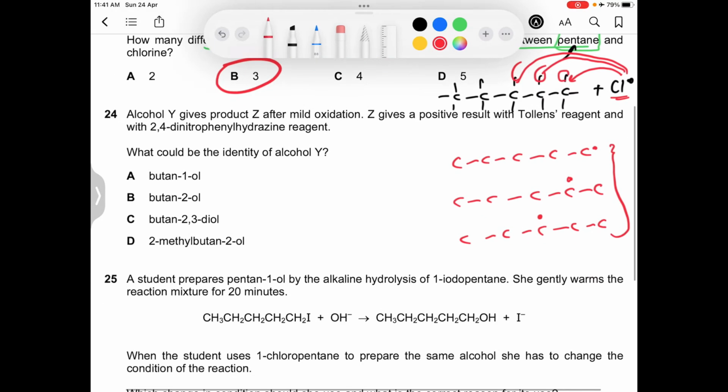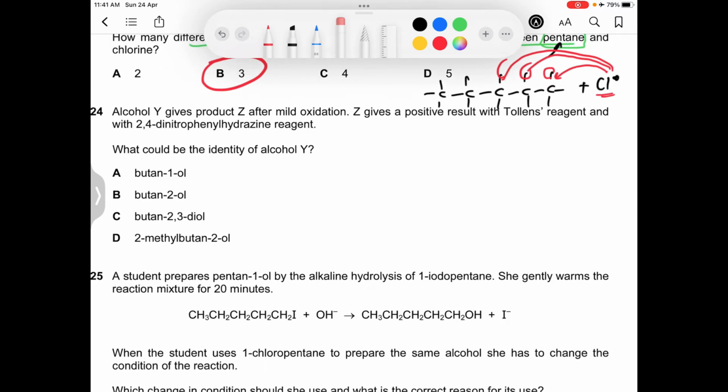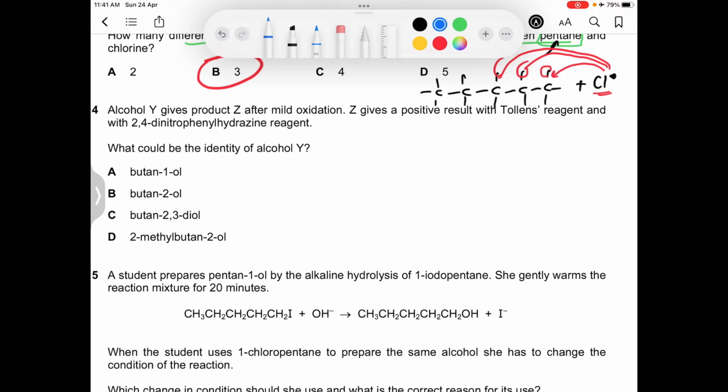All right, let's erase all of this stuff in here. Okay, the question says alcohol Y gives a product Z after oxidation. It gives a positive result with Tollens reagent. So you just remember that Tollens reagent is for aldehydes. You'll possibly have an alcohol that changes to an aldehyde, which is surely a primary alcohol. Primary, sure, this is sure. And let's complete it here.